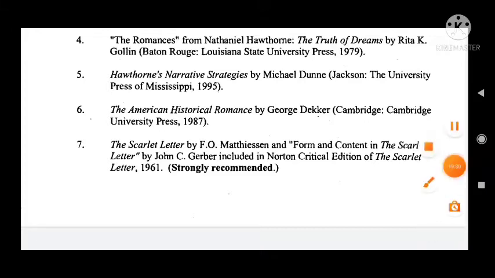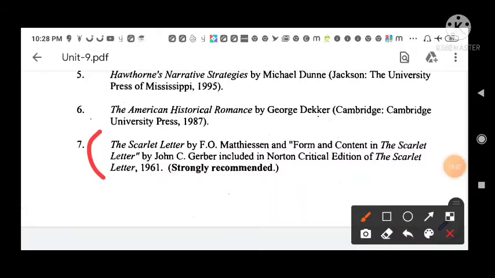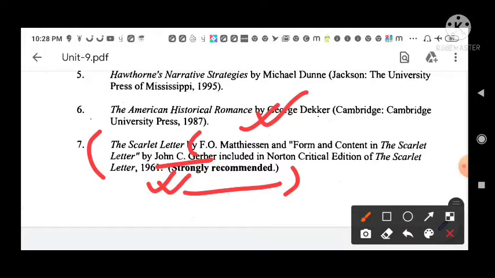You can go through this book, that is F.O. Matthiessen and John C. Gerber. Okay, that is strongly recommended. It is already in Unit 9. You can go through this book, or you find this name, F.O. Matthiessen and John C. Gerber. It is a main key point in narration. Okay, narrative structure. They describe the narrative structure vividly in The Scarlet Letter.